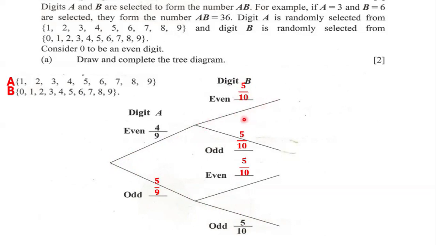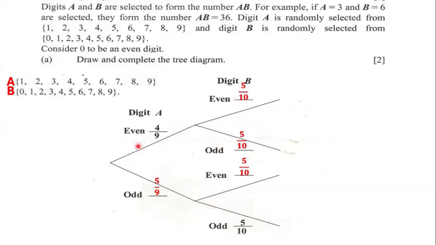And the probability of digit B being odd is 5 over 10. And the probability of digit B being even is 5 over 10 as well. And so we have completed the tree diagram.